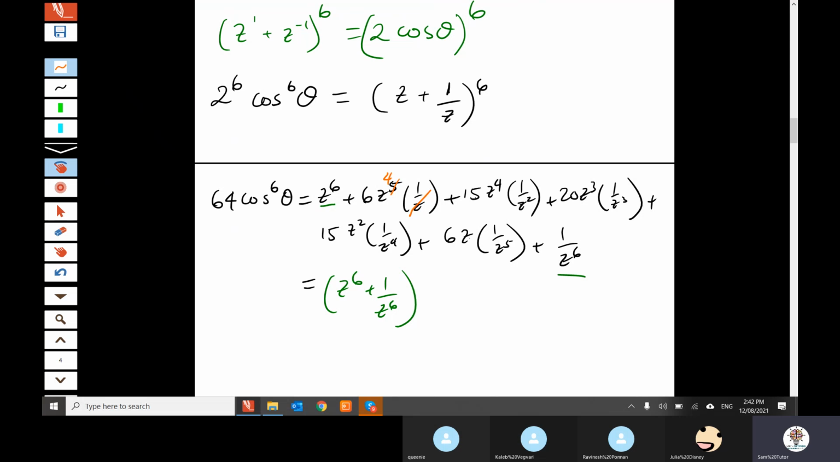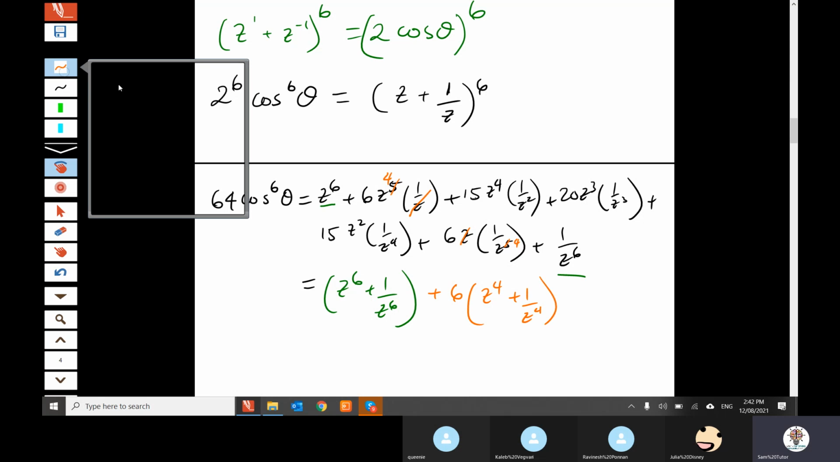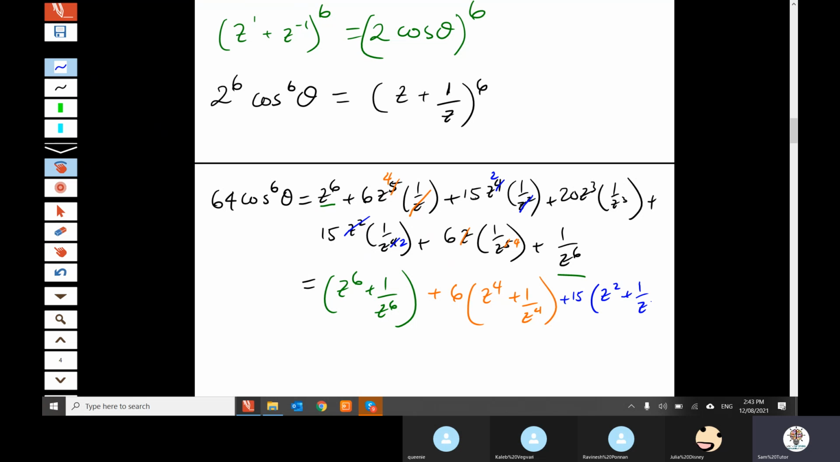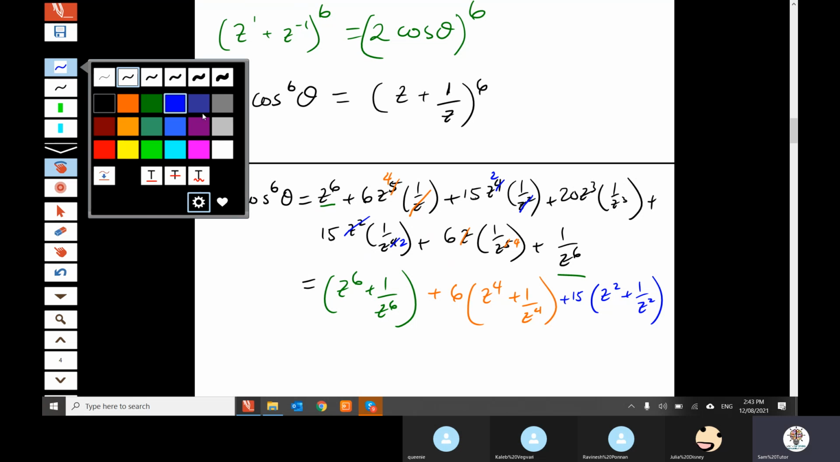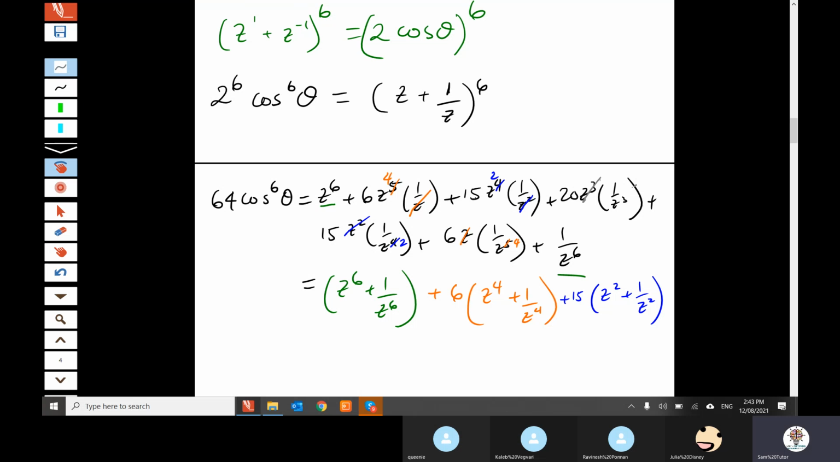That's z^4. That is also z^4 on the denominator. Because I know I want to group them, can you see they both have common factors of 6? So 6 and then z^4 plus 1 on z^4. And then again, z squared and z^4 is 2. Common factor of 15. And then z squared plus 1 on z squared. And the last one, these guys just cancel out. You're left with plus 20.